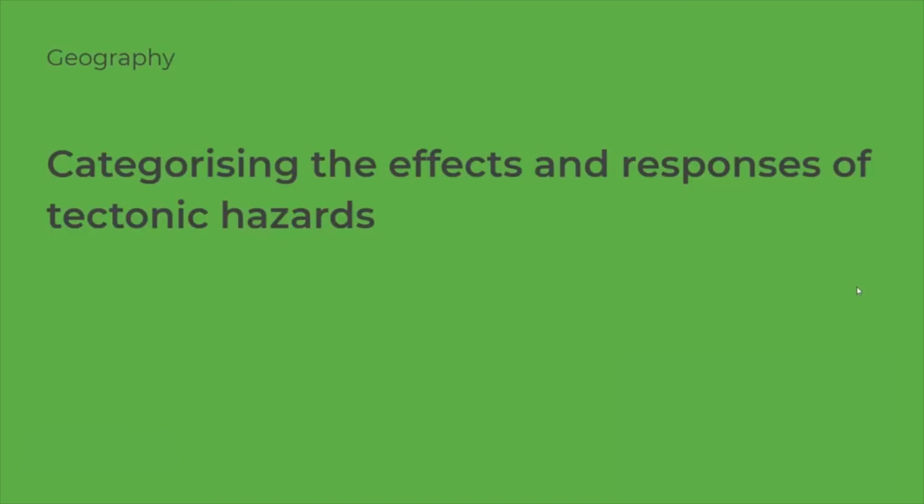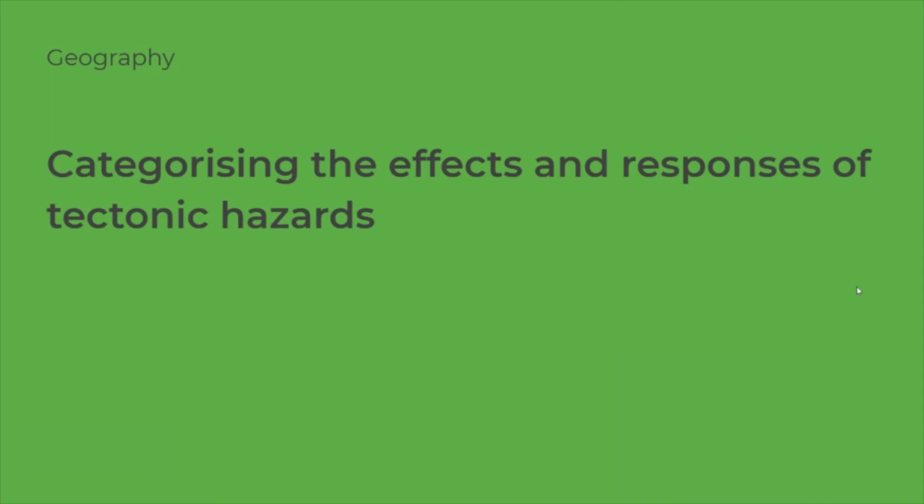Okay, so that brings us to the end of today's session. And what we have worked on then is categorizing the effects and the responses of tectonic hazards. So just to recap, to make sure you're really clear, what we have is primary and secondary effects, primary being the ones that happen immediately as a result of the hazard, whereas the secondary effects happen in the hours, the weeks, the months, or the years afterwards.